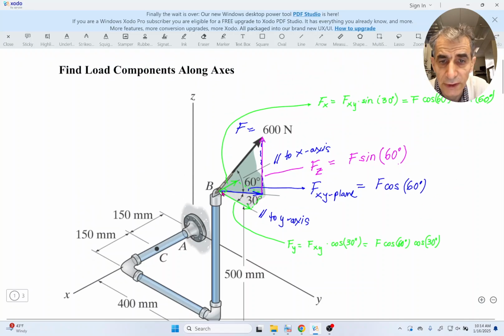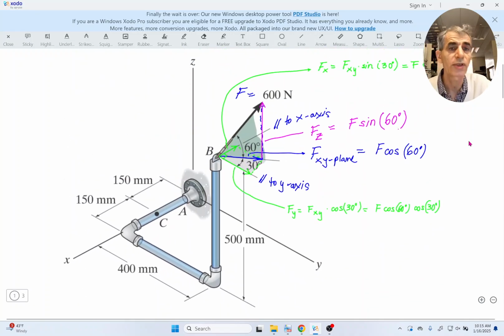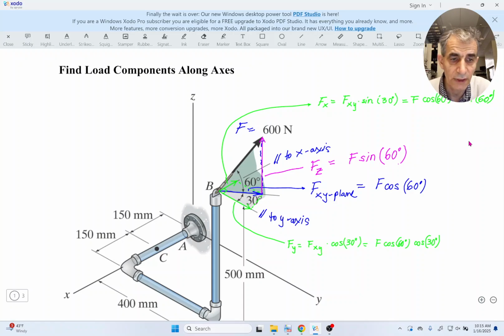Now if we want to figure out the other leg, which is basically parallel to the x-axis, it's opposite to the angle of 30 degrees, and that is Fxy sine of 30. Then if we plug this in again, we get F cosine 60 times sine of 30. I made a typo here, it is supposed to be 30 degrees. I'll need to correct that. And that is, as we can see, a very simple way we can figure it out.